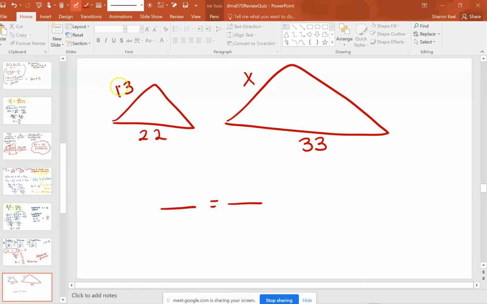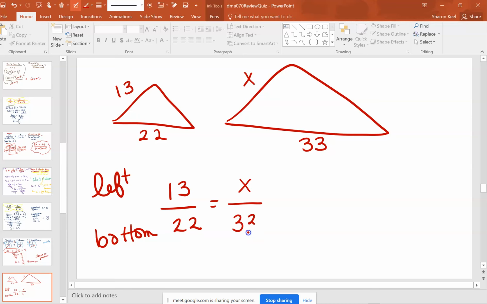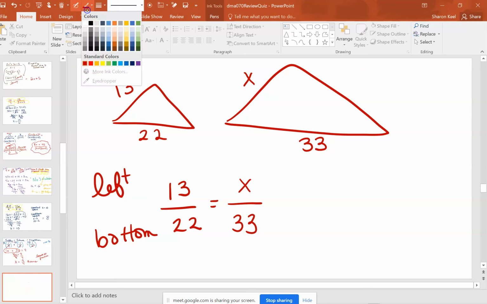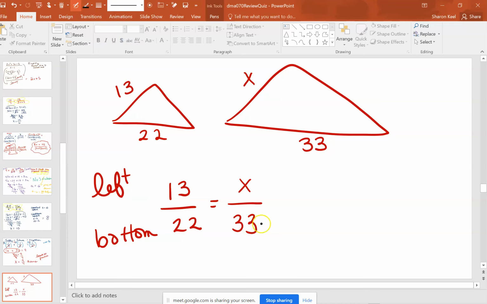So the 13 is on the left, the 22 is on the bottom. So when I put my values here, I look at this triangle and I ask myself, what's on the left? That would be the variable x. What is on the bottom? That would be our number 33. So from here, we now are going to solve this as a proportion.